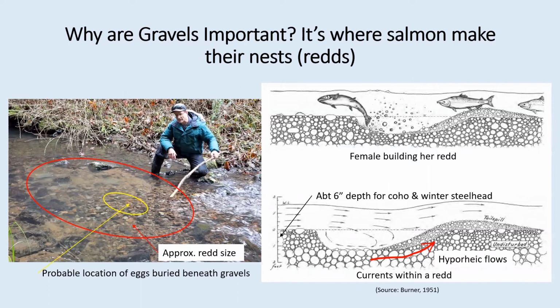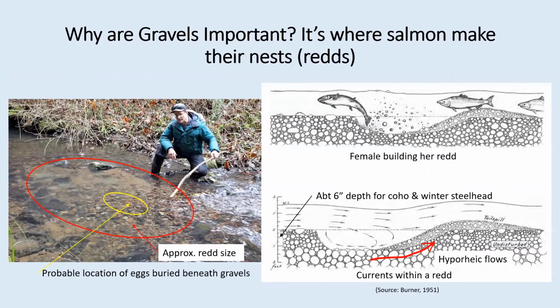And if you look at this diagram, I like this old diagram from the 50s, back when they used to use artwork to demonstrate scientific stuff. You see the female laying on her side there, flipping her tail to excavate the cavity. And for coho salmon, what I've observed is usually those cavities are about 4 to 6 inches deep. And for winter steelhead, but for Chinook, they're about twice as deep.